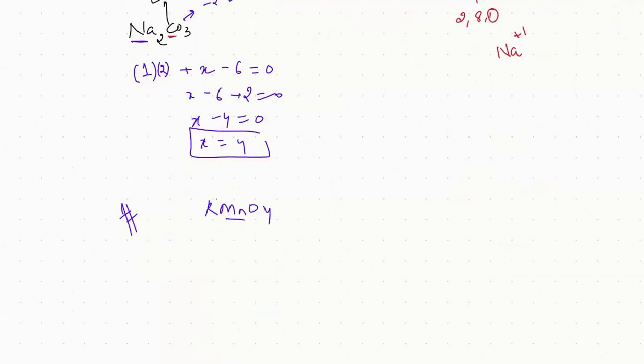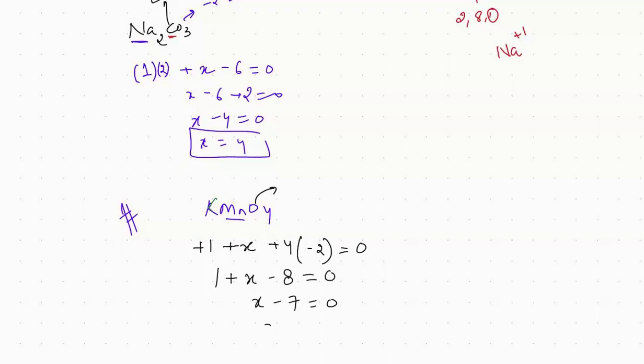So potassium K belongs to which category? Alkali metal. So it is +1. Let manganese charge be X. For oxygen, there are 4 oxygen and every oxygen in the combined state shall carry a -2 charge. Net charge would be 0. So here it is going to be 1 plus X minus 8 is going to be 0. So X minus 7 is going to be 0. So X is going to be +7.